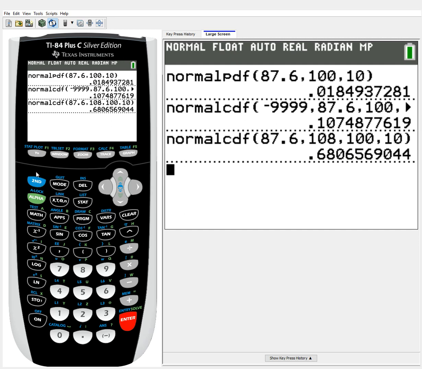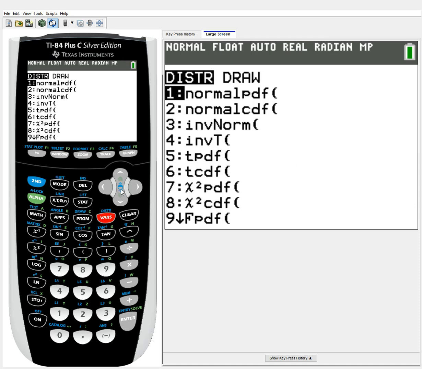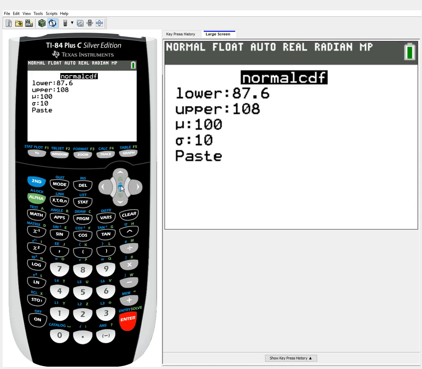And lastly, if I want to do something else, maybe I want to find the probability greater than something. So let's do 110 up to something big enough. So like before, I'll use 4 nines just in the positive direction. This will be from 110 up to 9999.